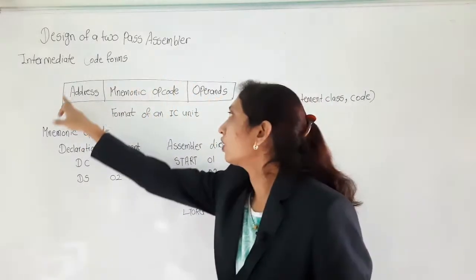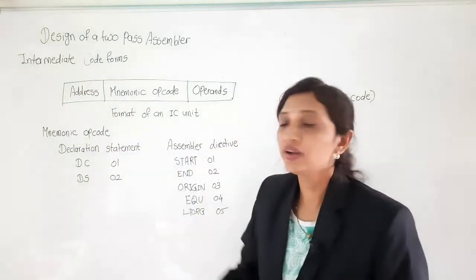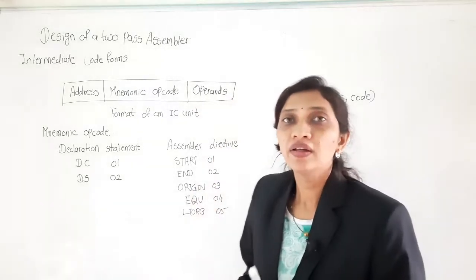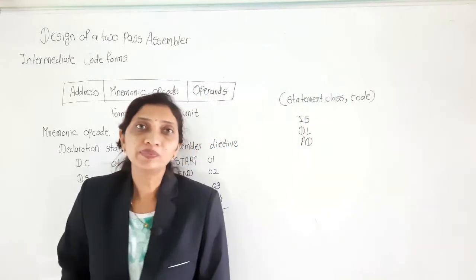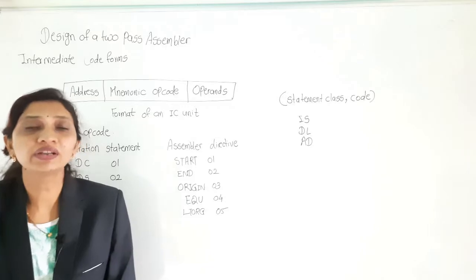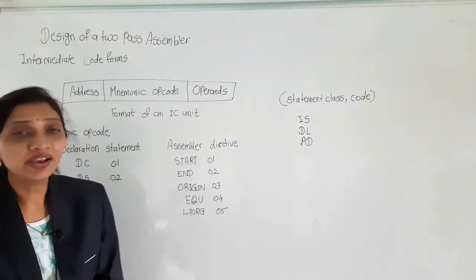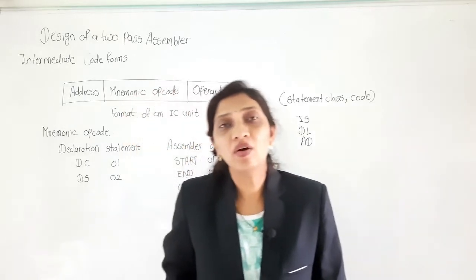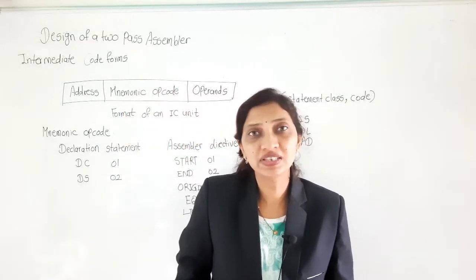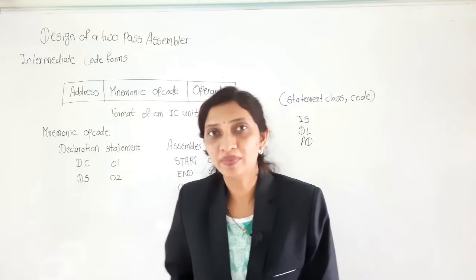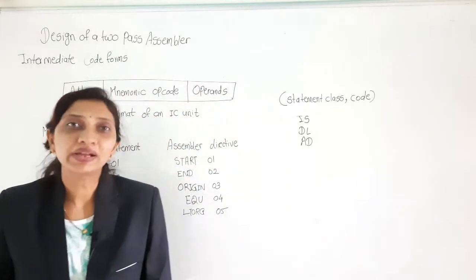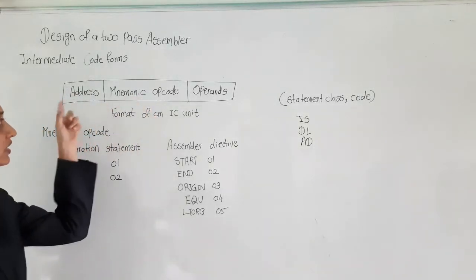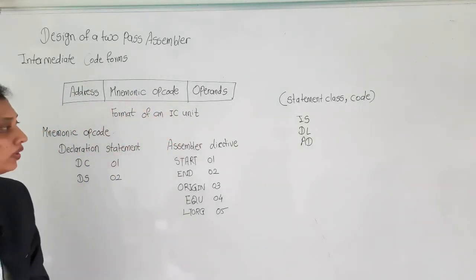This is the format of an intermediate code unit: address, then mnemonic opcode, and then operand. Now if we are using a better variant of intermediate code form, it will affect programming efficiency and memory requirement also. We will learn it by considering two variants of intermediate code form. Now this is the format of intermediate code units.